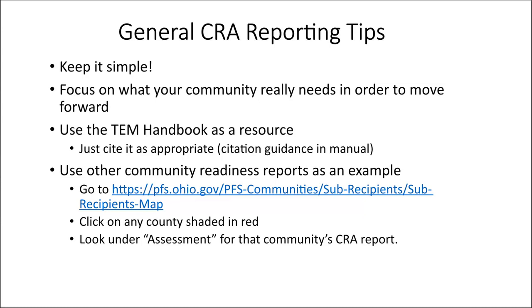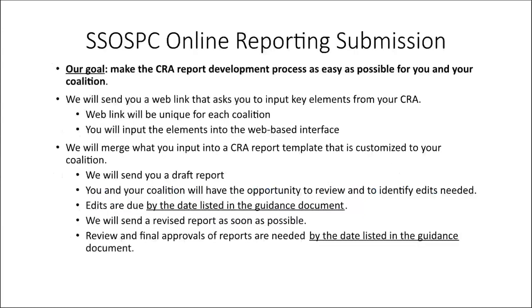And the Ohio SPIF PFS initiative, whose link is on your screen right now, provides 13 examples of what community readiness reports look like for other Ohio communities. All you need to do is click on any county shaded in red and look under Assessment for that community's CRA report.